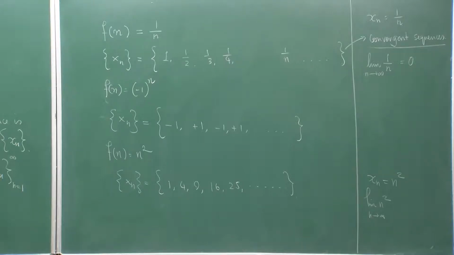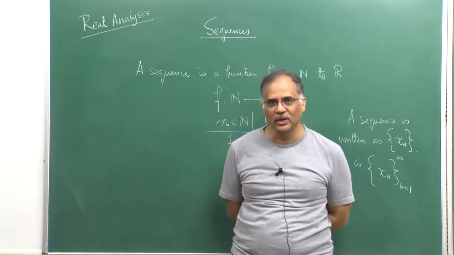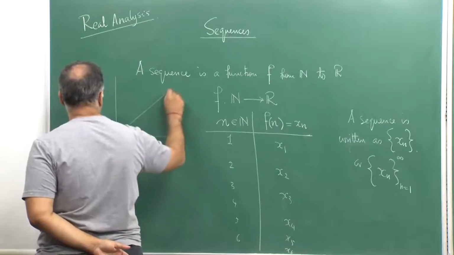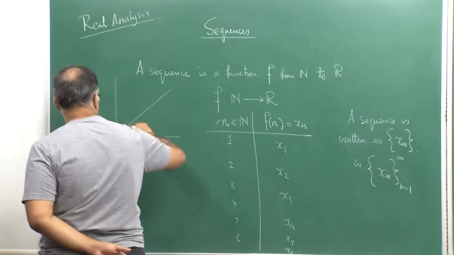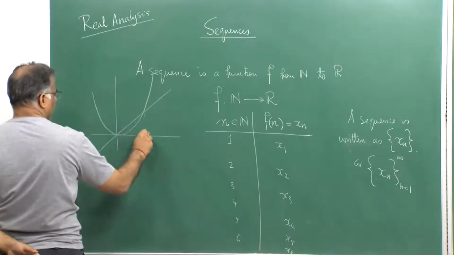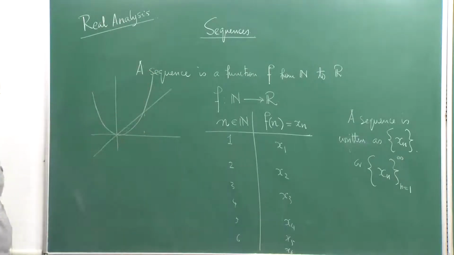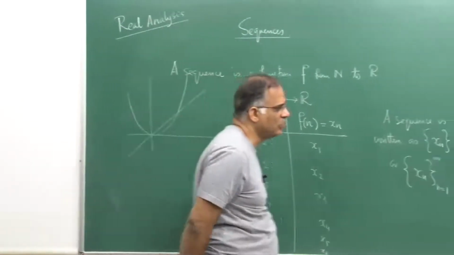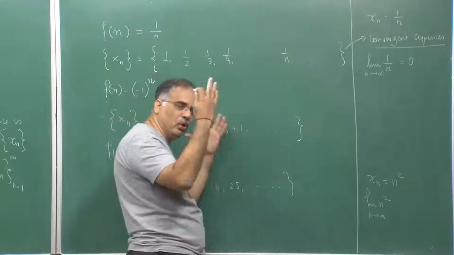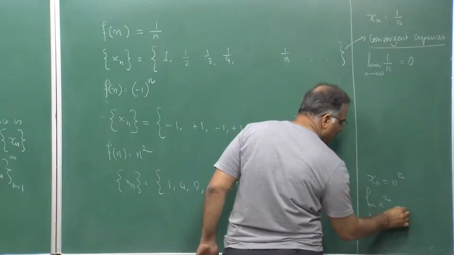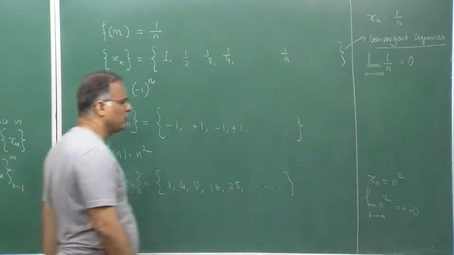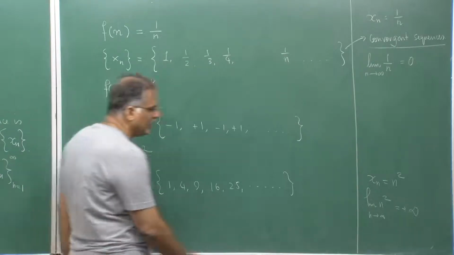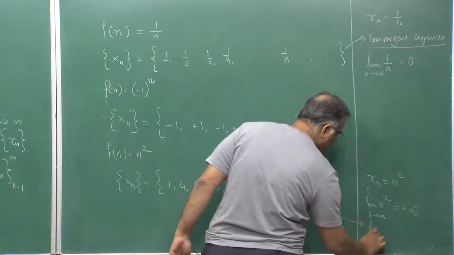And n squared starts growing faster than n. If you look at the function y equal to x and the function y equal to x square, and draw the graph of these two, after x equal to 1, x square starts growing faster than x. So it blows up, and we can write that this goes to plus infinity. If the limit of a sequence is plus infinity, such a sequence is called divergent. This is an example of a divergent sequence.